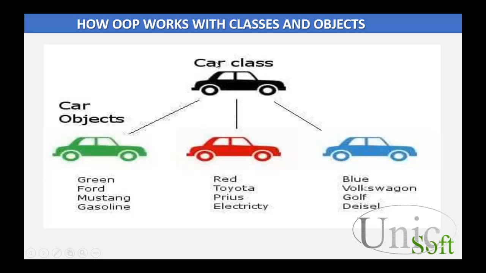We can use that same class to get another object. The color will be red. It will be a Toyota product, and it will be using electricity to power itself. Then from this same class again, we can get another car which will be blue, which will be a product of Volkswagen, maybe a Golf, and it will be using diesel. Now these three implementations from this class called car have nothing to do with the car that is defined up there. Each one of them is now assuming different values in different forms.